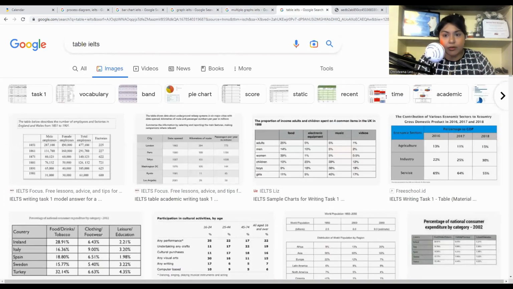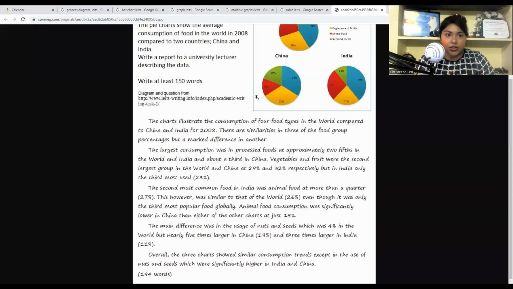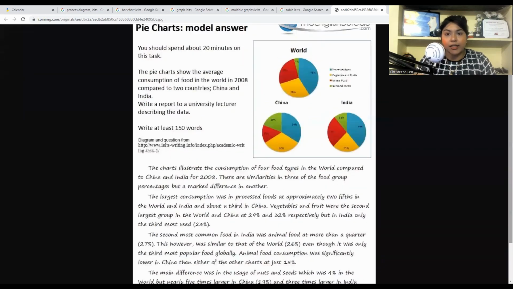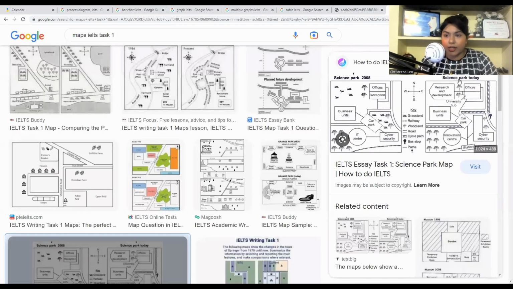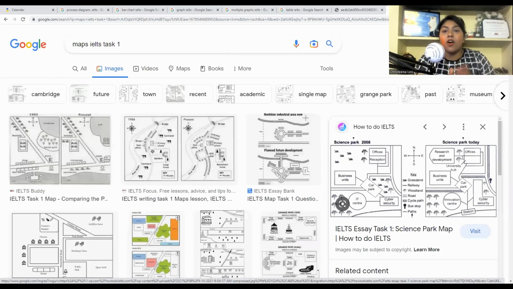And then we have the table. You sometimes might have 2 tables. That's a possibility. And sometimes just 1. So again, you have to make comparisons and describe which is the highest and the lowest, and so on here. And pie charts, that's another thing that you could get. 1 to 3 pie charts, that's a possibility. And that's about it. So this was just an overview of all the different questions that you could get on test 8 for writing task 1.